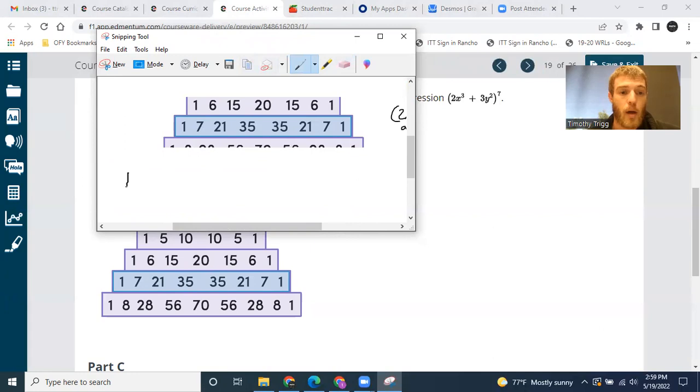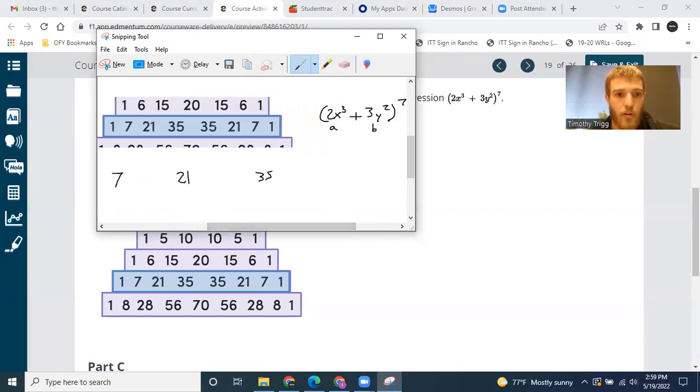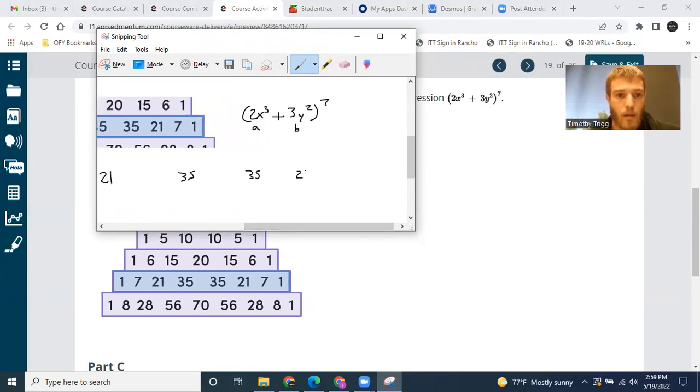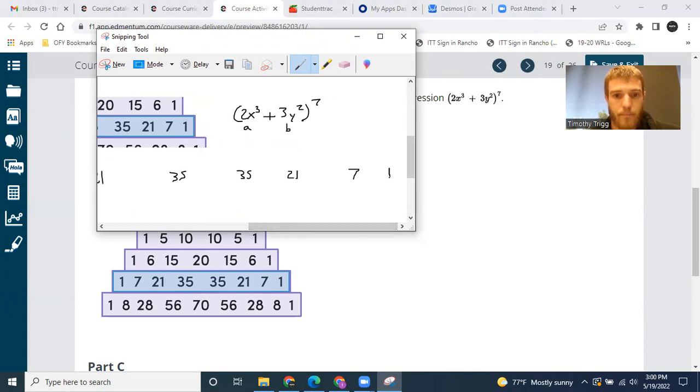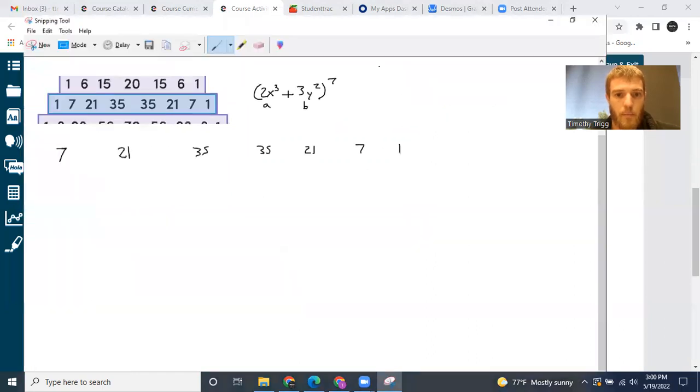I like to write these numbers with quite a bit of space in between because we're going to have to write some stuff in. So 1, then a 7, then a 21. Notice I'm leaving quite a bit of space between these numbers. Then 35, then 35 again, then 21, then 7, and then 1. A little bit short on space here. Maybe I'll just make this bigger.